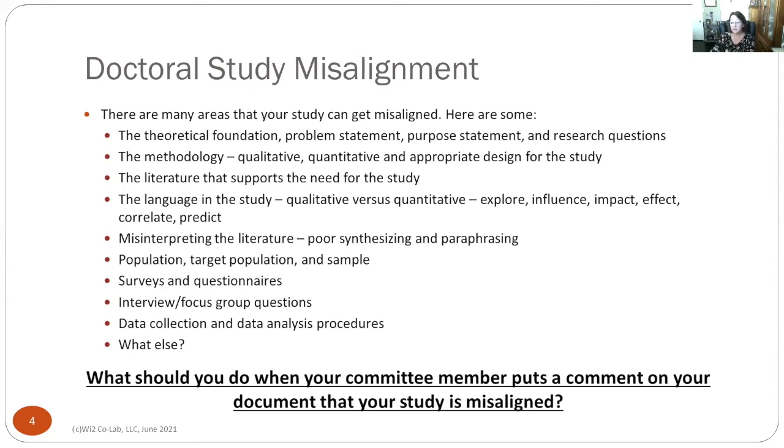The language in the study, qualitative versus quantitative, they both have very unique language. And you don't want to get those mixed up. So explore and influence, we see a lot in your qualitative world. Impact, affect, correlate, and predict. Make sure you write this down because this will be very important to where we're headed today: the language in your study can cause you to become misaligned.